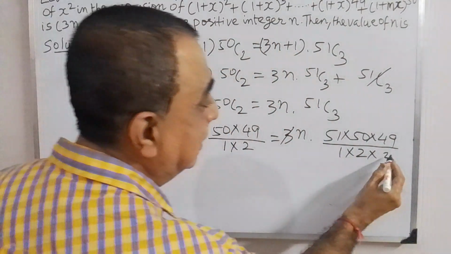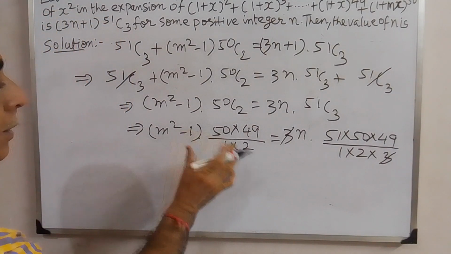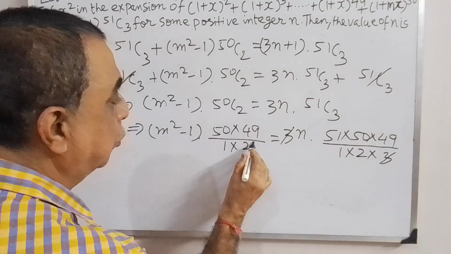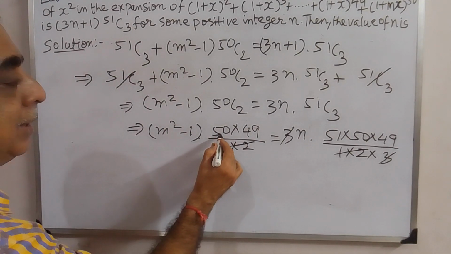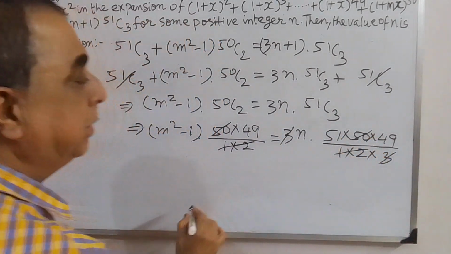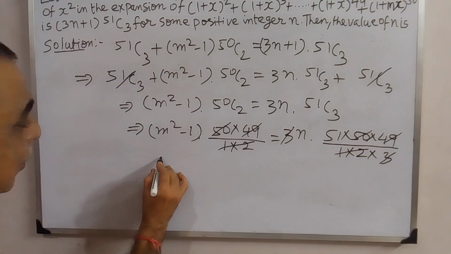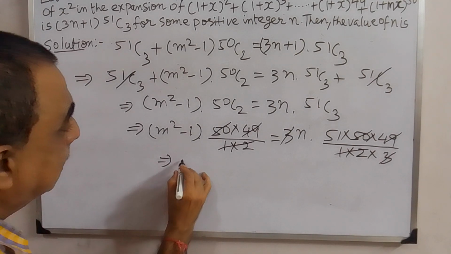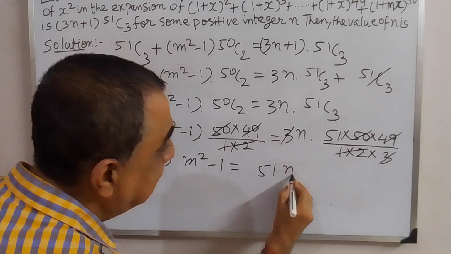Now see here, 3 and 3 cancel, and we have 1 into 2 in the denominator on the left hand side and 1 into 2 in the denominator on the right hand side also. So we can cancel from both the sides. 50 is in the numerator on both sides, so you can cancel it. 50 and 50, and 49 and 49 also you can cut. Okay, so what is remaining? We are getting n squared minus 1 is equal to 51n.